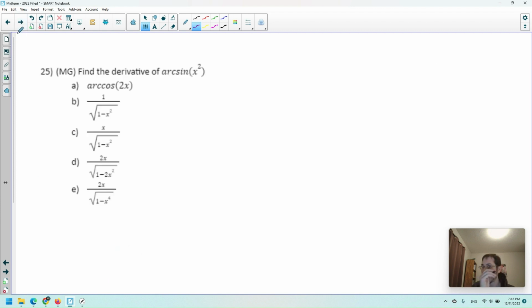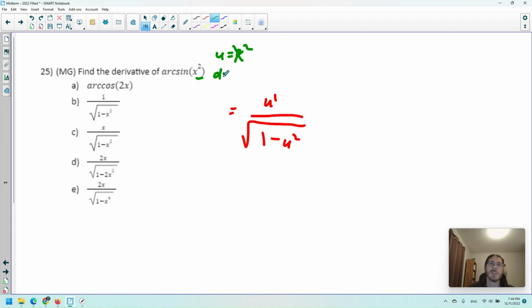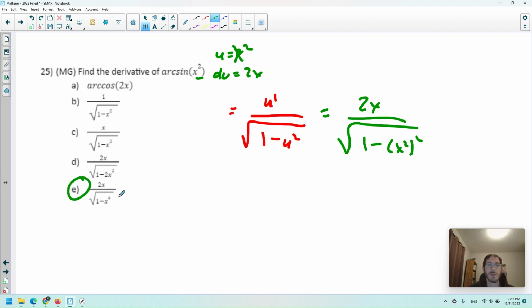All right, 25, find the derivative of arc sine of x squared. So for this one, we have to remember our formula. Our derivative is going to be u prime over square root of 1 minus u squared. All right, well, u in this case is x squared. So du, or u prime, is going to be 2x. So we get 2x over square root of 1 minus x squared squared. And that would be x to the fourth. Easy, only choice with an x to the fourth, so we're going to go with that one.